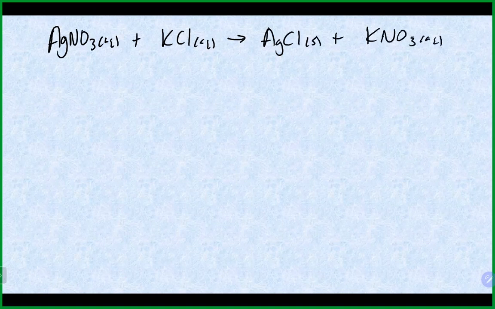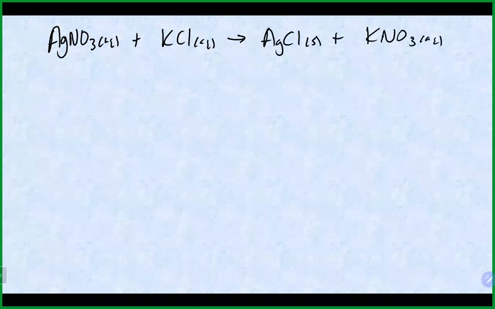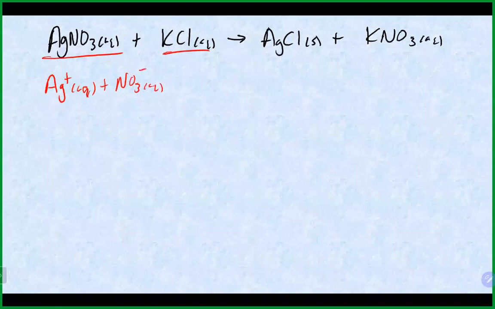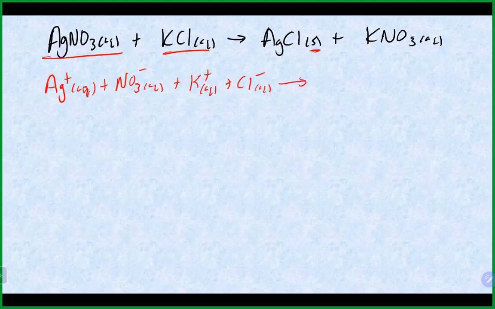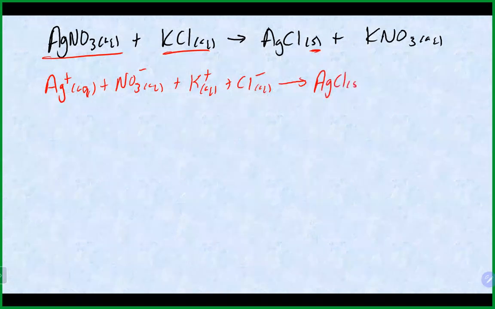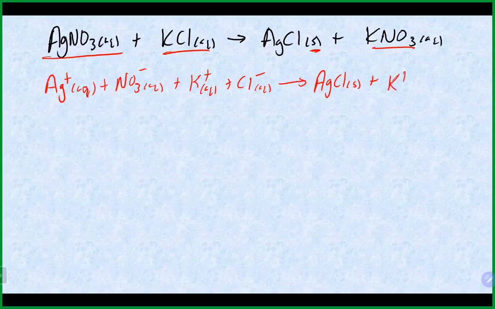So write the total ionic equation and the net ionic equation. Let's take a look at this one. So once again here, that's going to be a strong electrolyte, so we're going to break it apart. That would break apart into a silver ion and a nitrate. Also a strong electrolyte, which means it will break apart 100% into a potassium ion and a chloride ion. This being our solid, which is our precipitate here, will stay together. And this also being a strong electrolyte will break apart into K plus and NO3 minus.